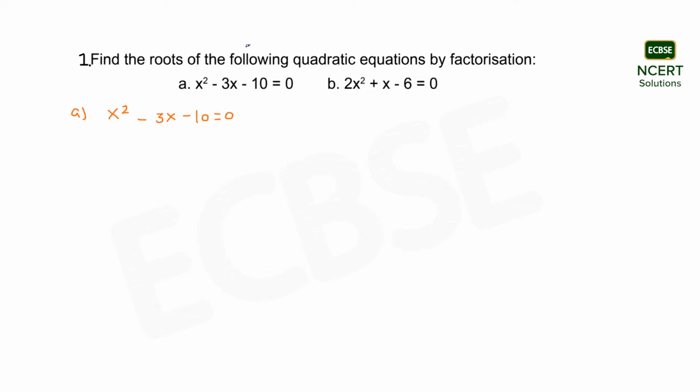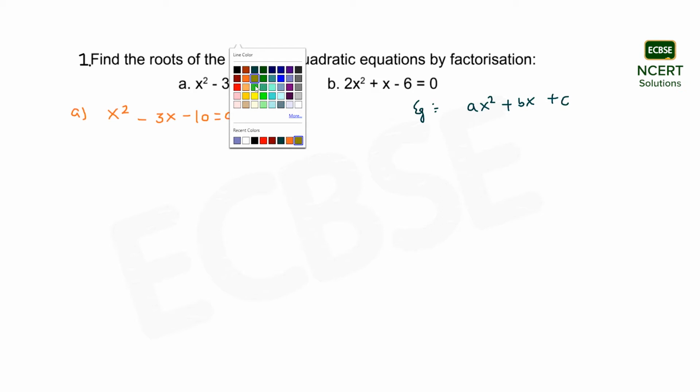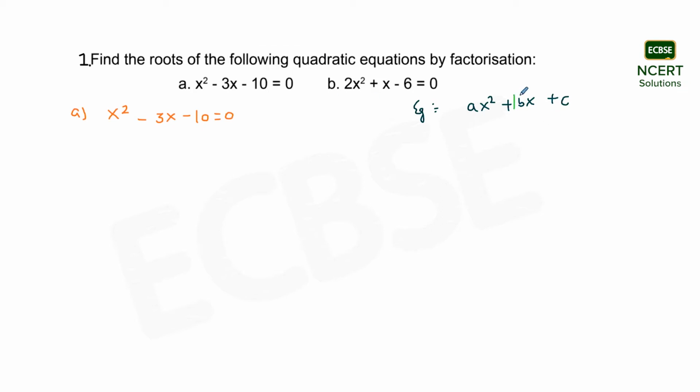In order to solve any quadratic equation, say ax square plus bx plus c, I need to do the middle term splitting. Now what does middle term splitting mean? It means I need to split the coefficient of x into two coefficients, say p and q, such that their product is as required. The sign of p and q can be either positive or negative.